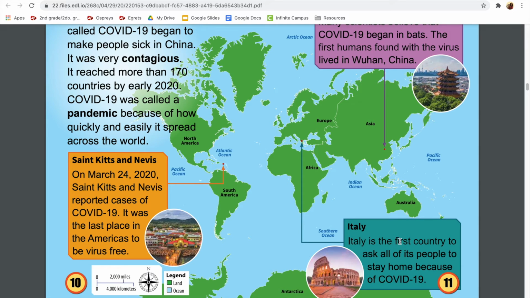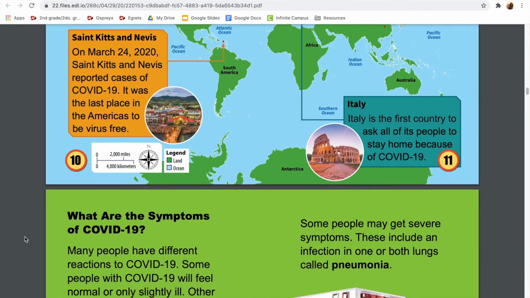Italy. Italy is the first country to ask all of its people to stay home because of COVID-19. St. Kitts and Nevis. On March 24, 2020, St. Kitts and Nevis reported cases of COVID-19. It was the last place in the Americas to be virus-free.